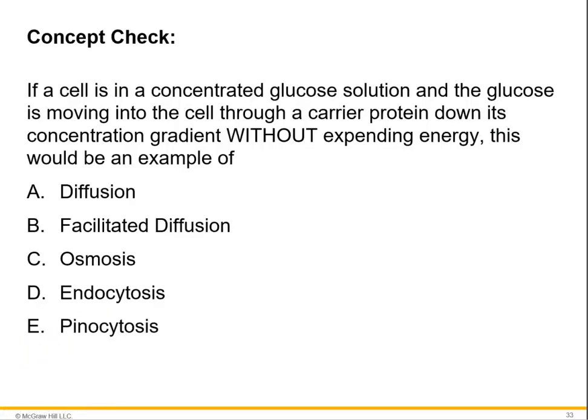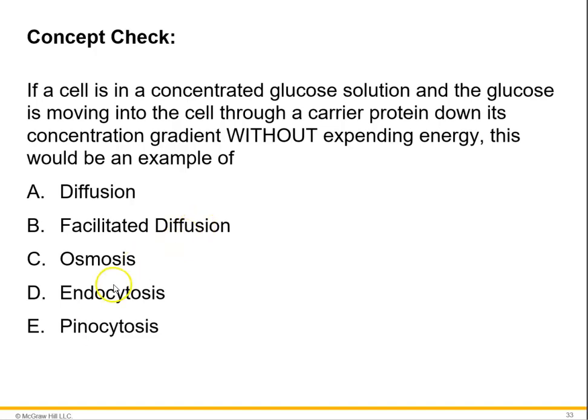Okay, so question here. If a cell is in a concentrated glucose solution and the glucose is moving into the cell through a carrier protein down its concentration gradient without expending energy, this would be an example of what?